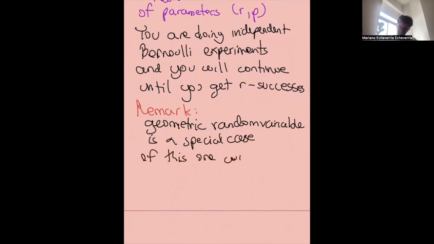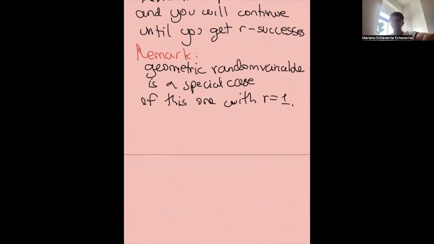With r equals 1. So again, you pick your favorite interpretation. If you think about coins, you keep going until you get r successes. If you think about digits on a code in binary, you keep typing zeros and ones until you get r ones. It's more or less the same, you just keep repeating it.